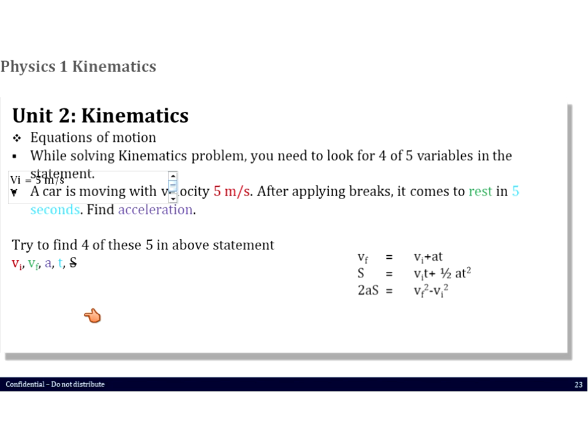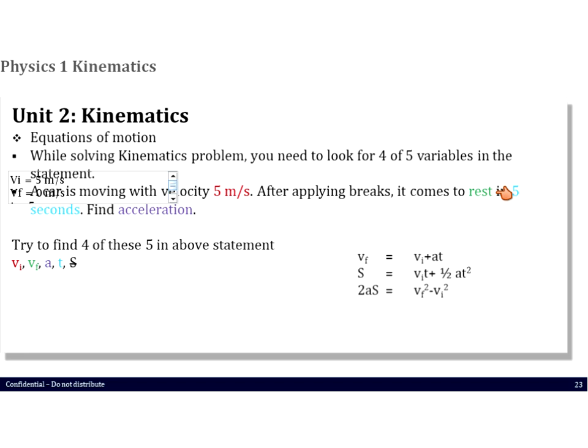Why is VF equal to 0? Because it comes to rest. When it comes to rest, it means it stopped. That is where our observation stopped. That is where we stopped noticing the car. That is where our scope closes. Is that clear now, Stephen?